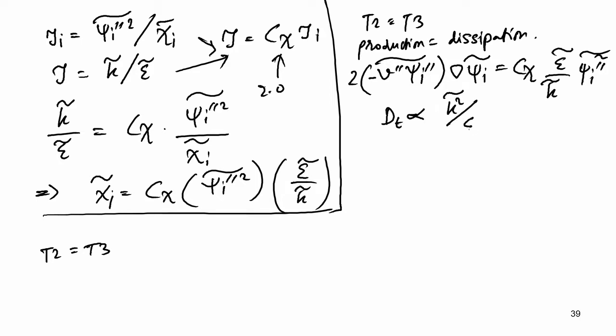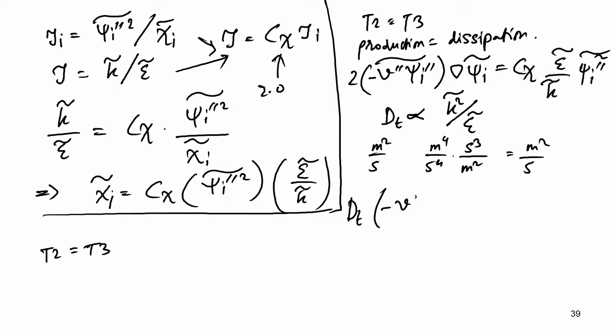this form. You see, by dimensionality this has got meter squared per second, and this is meter to the 4 per second to the 4, and this dissipation rate is essentially meter squared per second cubed, and so it has got the same dimension. So, it is like meter squared per second. So, using that dimensionality we can write Dt is equal to minus v double prime psi I double prime.